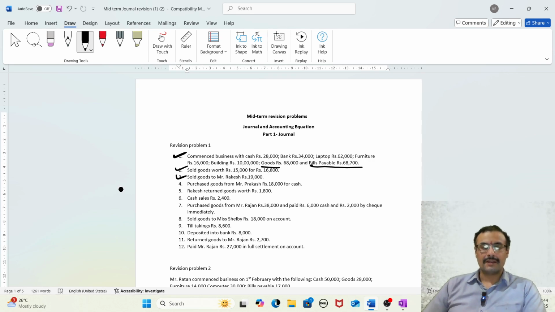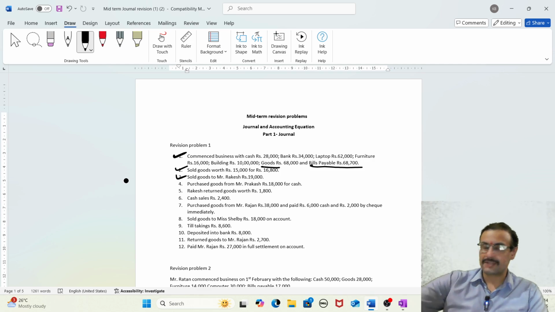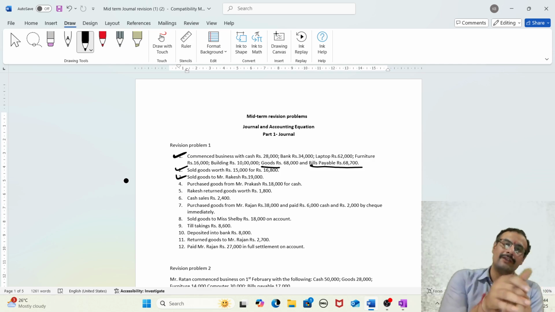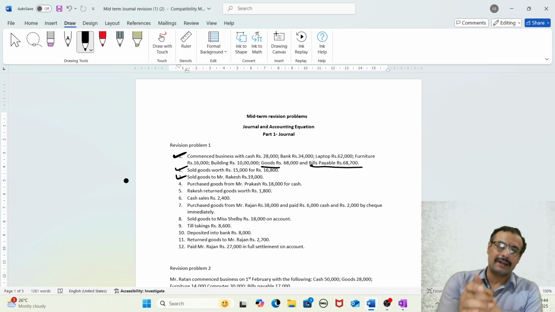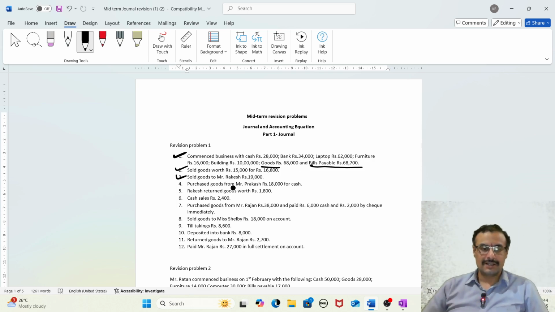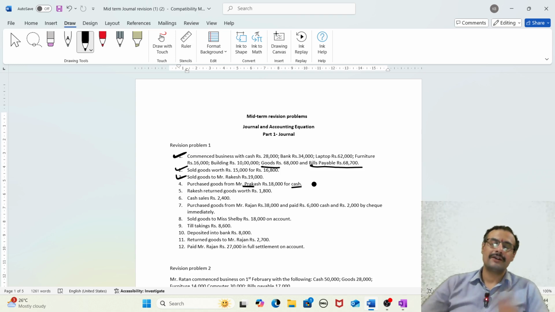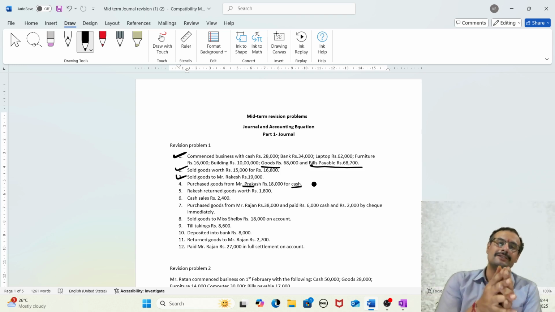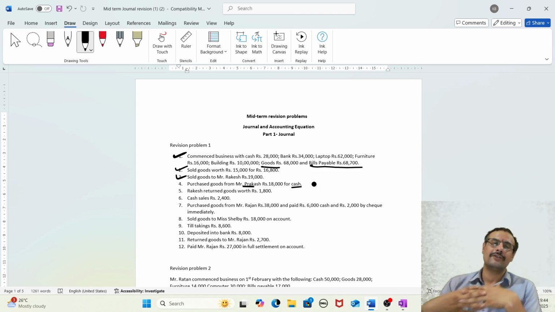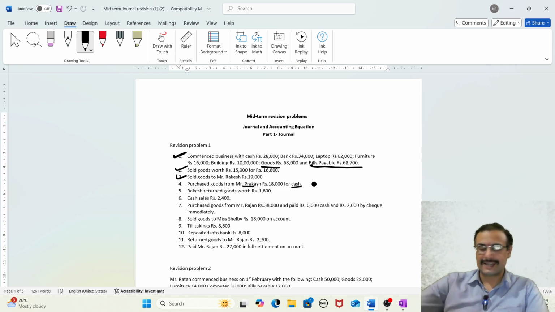That's right. Then, purchase goods from Mr. Prakash, rupees 18,000 for cash. Two minutes back I told you when they have given only a name, it is a credit transaction. But in this transaction, they have given the name and also the term cash. Whenever they have given both, we always give priority to cash. We do not give priority to name. We accountants, we commerce people, always give priority to cash only. So it's a cash transaction.